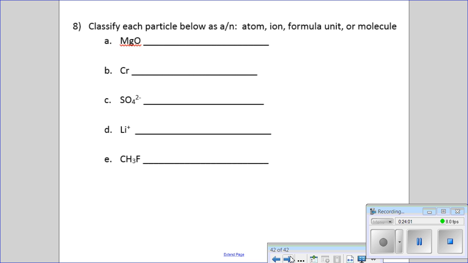Okay, so if we look at A, I have MgO. So Mg is going to be a metal, O, nonmetal. Metal, nonmetal, no charge. So that's going to be a formula unit. Y'all, I can't write like this. Okay, Cr. Cr, no charge, no other atoms there, so it's not going to be an ion. It can't be a formula unit because it's not bonded to anything. It's not going to be a molecule. Again, it's not bonded to anything, so this is just a single atom. It's going to be an atom.